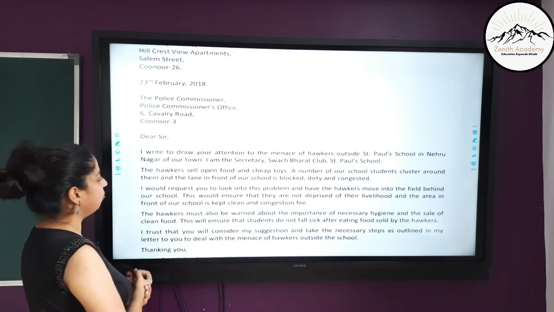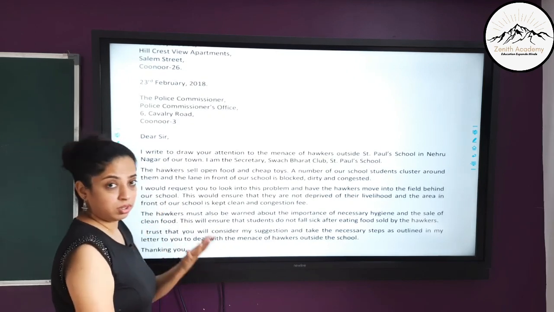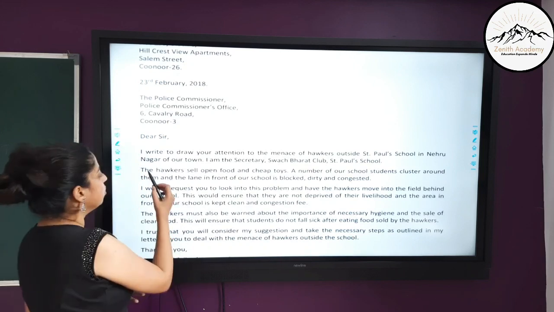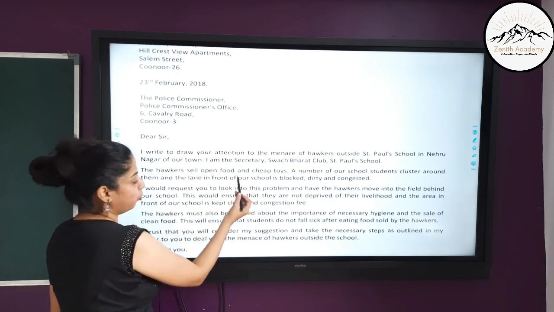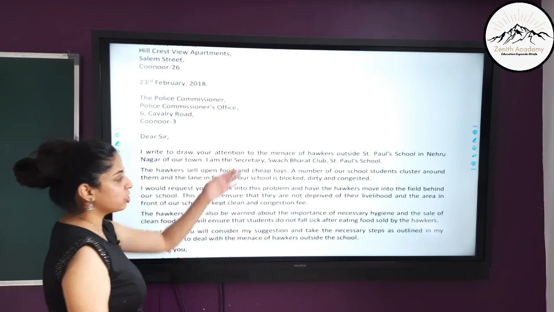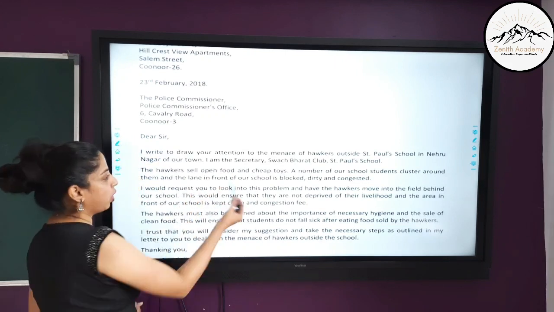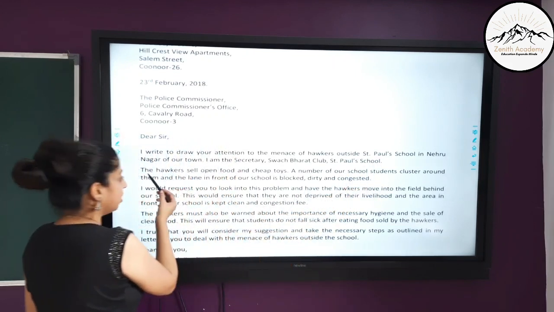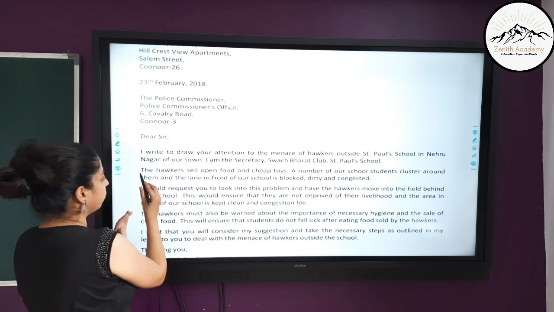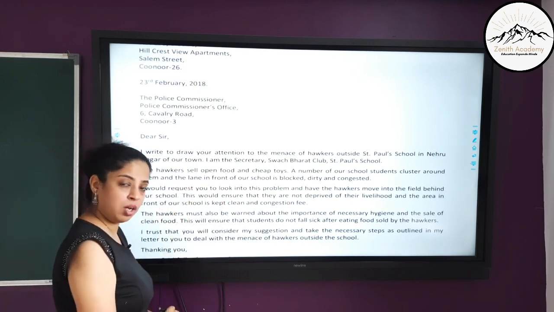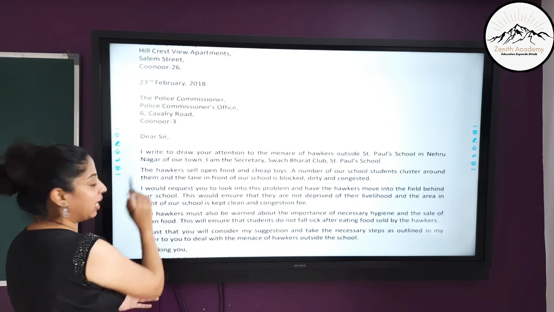Then second paragraph, wherein you show the actual problem in detail. So the hawkers sell open food and cheap toys. Now when you are changing the paragraphs, it is okay to just leave here and start with the next line, or you can indent it. You can leave some space and then write. So both are accepted. Prefer writing it like this.